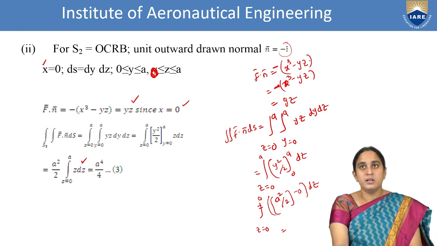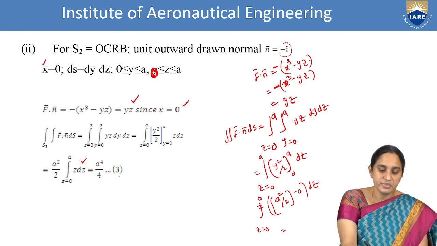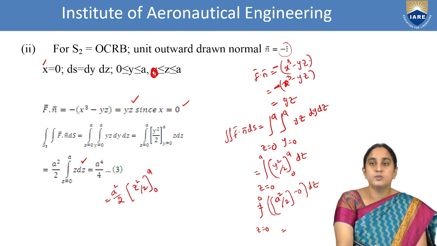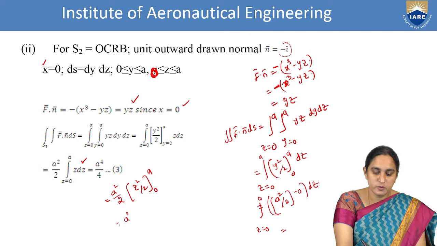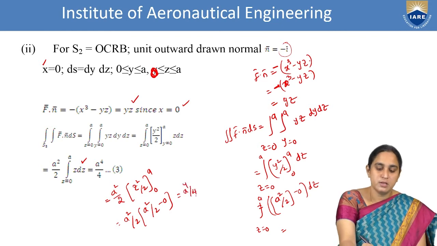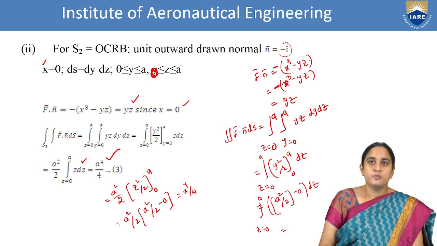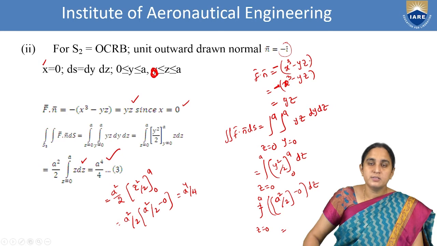Now integrate with respect to z. That is a square by 2 into z square by 2, and the limits are 0 to a. That is a square by 2 into a square by 2 minus 0 after substituting the limits. Therefore, it is a power 4 by 4. Let us take that as the third equation. Therefore, for the second face of the cube, S2, which is on the x-axis negative direction, the answer is a power 4 by 4.